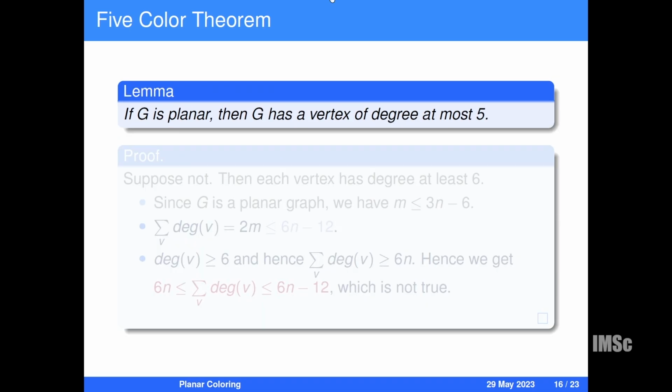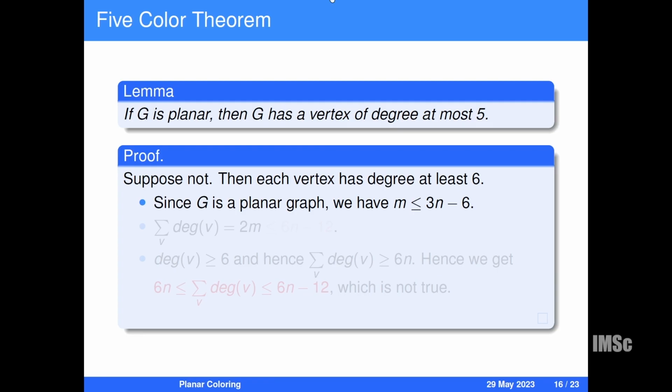Okay, so towards proving the main theorem, let's prove this auxiliary one. If G is planar, then G contains a vertex with degree at most 5. How many of you have seen this proof? Okay. So how do we go about it? Any ideas? Proof by contradiction, okay. So suppose that every vertex has degree at least 6.